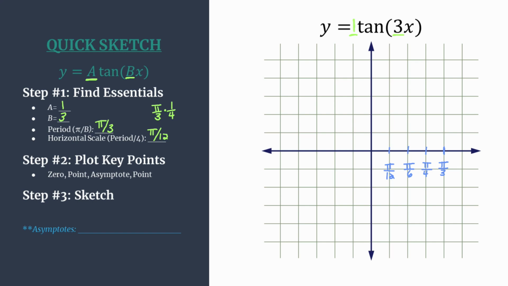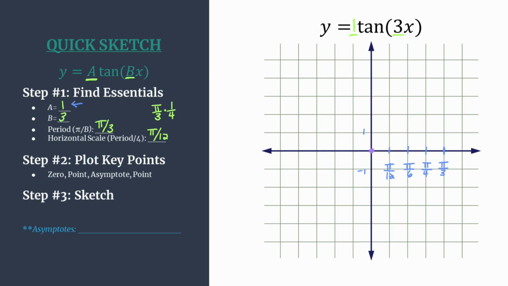For the vertical scale, it's really easy. Look to that value of a. Since it's 1, we'll just go up 1 and down 1, and we're ready to move on to step 2, where we will plot our key points. All right, so the key points pattern for tangent starts at the origin, and it just goes 0, point, a curve setting point if you want, asymptote, and then the lower curve setting point. So start at the origin.